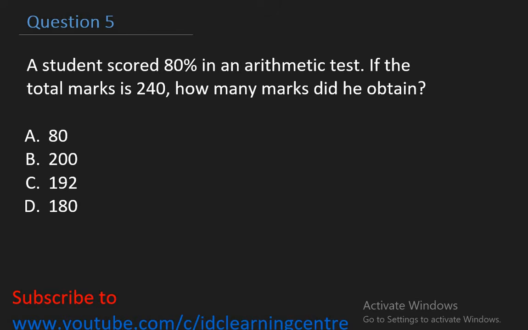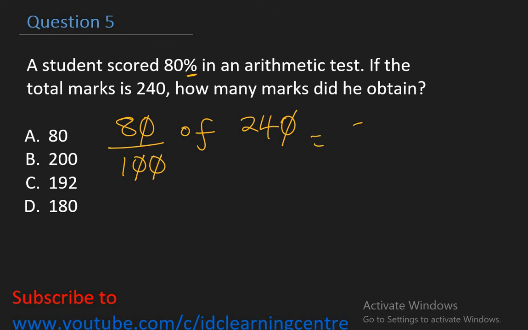Question 5. A student scored 80% in an arithmetic test. If the total marks is 240, how many marks did he obtain? Remember this symbol means divide by 100. So a student scored 80% means 80 over 100 of the total marks, which is 240. Remember, of means times. This 0 cancels this 0. This 0 cancels this 0. My answer will be 24 times 8.